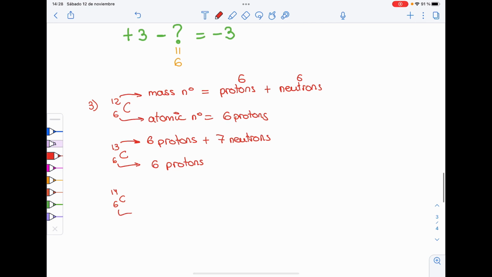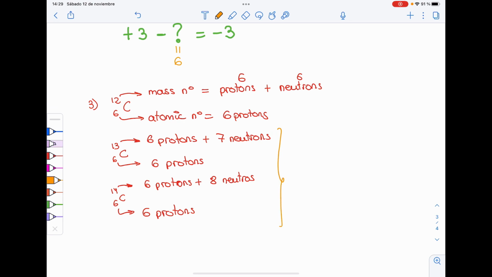Okay, and in this final example, again, you have 6 protons, and then this number here is telling you that you have 6 protons plus 8 neutrons. Okay, so if I ask you, are these 2 atoms, these 2, carbon 13 and carbon 14, a normal atom of carbon? And you have to tell me, no, it's not a normal atom. Those two are isotopes. How do we know that they are isotopes? Because the number of protons is not the same as the number of neutrons.